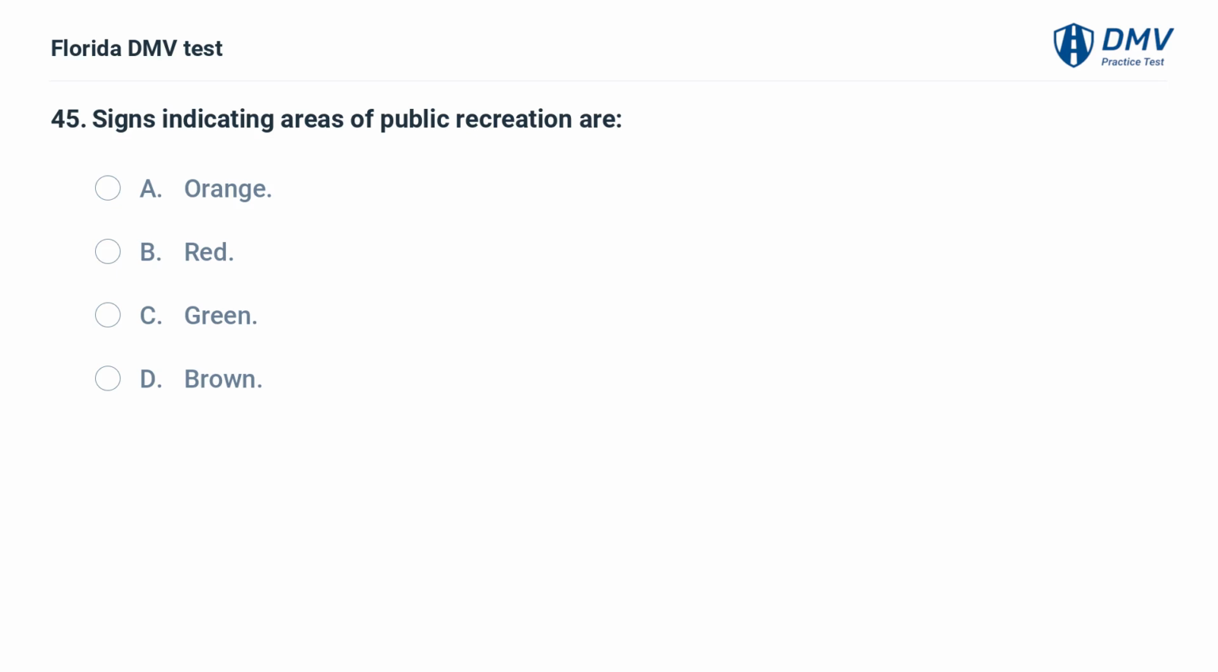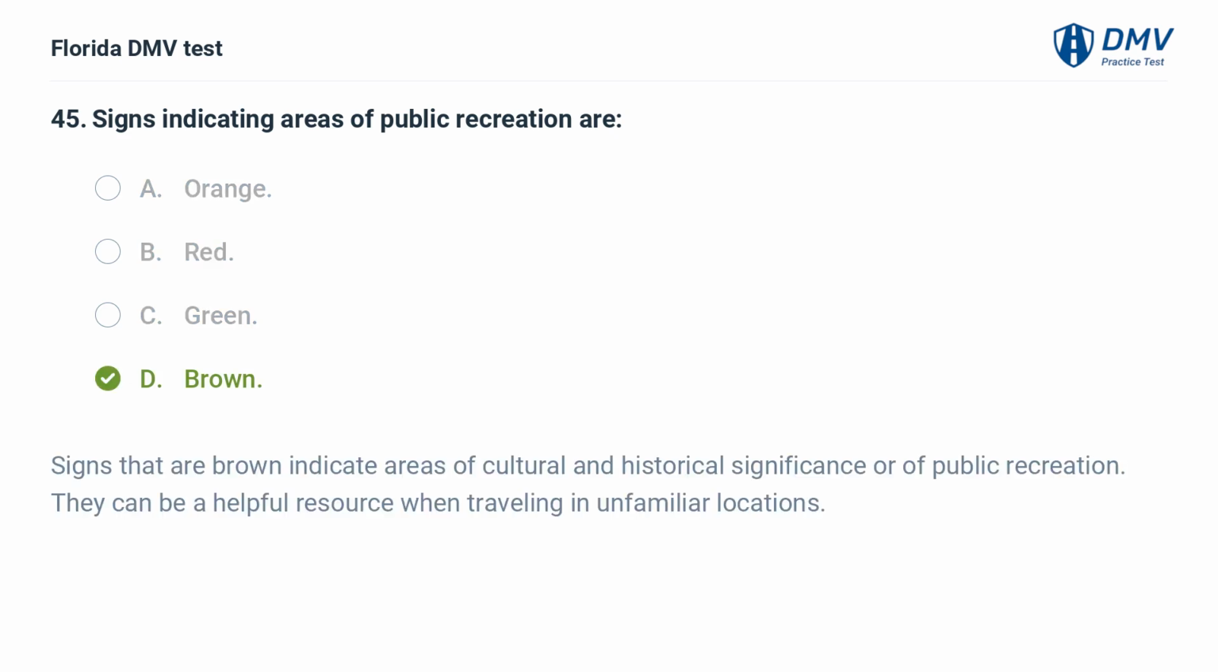Signs indicating areas of public recreation are A. Orange. B. Red. C. Green. D. Brown. D. Brown. Signs that are brown indicate areas of cultural and historical significance or of public recreation. They can be a helpful resource when traveling in unfamiliar locations.